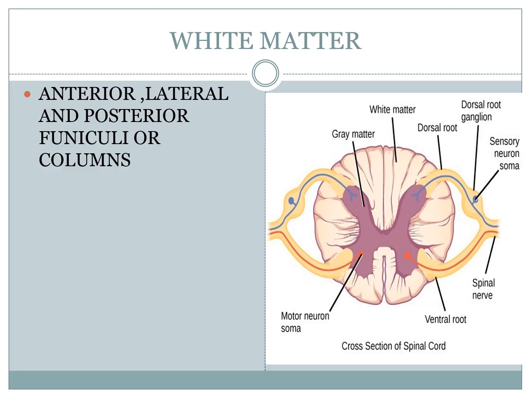Now we will discuss white matter. For our convenience, we divide the white matter into three parts. Between the anterior median fissure and the emergence of the anterior root, there is the anterior column. Between the emergence of the anterior root and the entrance of the posterior root, this is the lateral column. And between the entrance of the posterior root and the midline, there is the posterior white column. So anterior, lateral, and posterior white columns, also called funiculi.